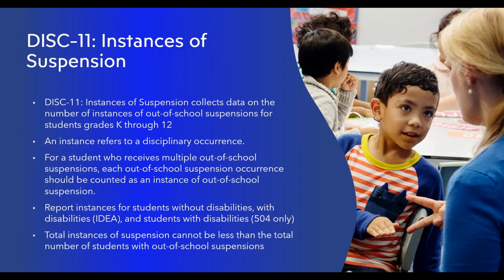DISC-11, Instances of Suspension, collects data on the number of instances of out-of-school suspensions for students grades K through 12. An instance refers to a disciplinary occurrence. For a student who receives multiple out-of-school suspensions, each out-of-school suspension occurrence should be counted as an instance of out-of-school suspension. Report instances for students without disabilities, with disabilities, IDEA, and students with disabilities, 504 only. Total instances of suspension cannot be less than the total number of students with out-of-school suspensions.